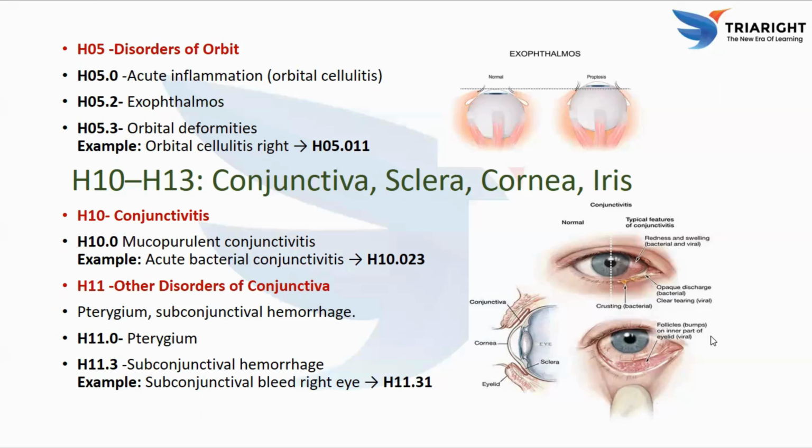You can see the small bumps. It is common in viral conjunctivitis. They appear on the inner eyelid surface, especially seen in the morning. So this is the picture of conjunctivitis and the comparison between the normal eye and the conjunctivitis eye.